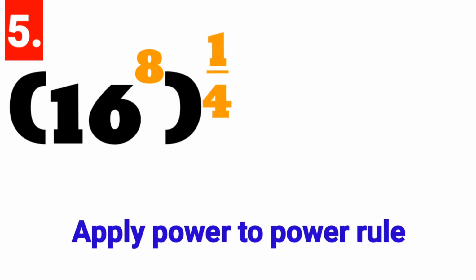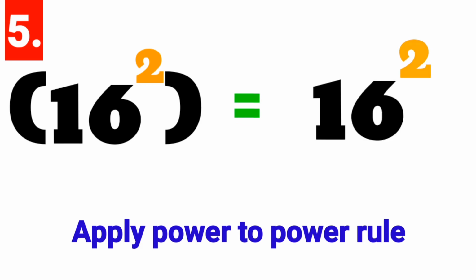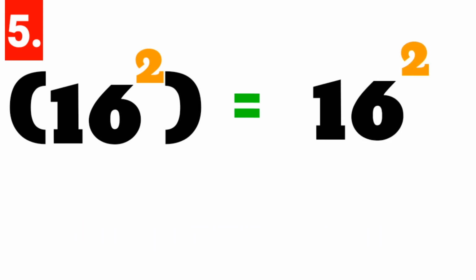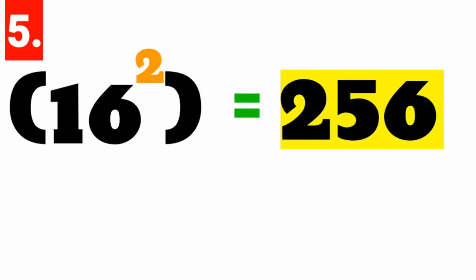The quantity of 16 to the 8 raised to the 1/4 power. 8 times 1/4 is equal to 2. So 16 squared is equal to 256.